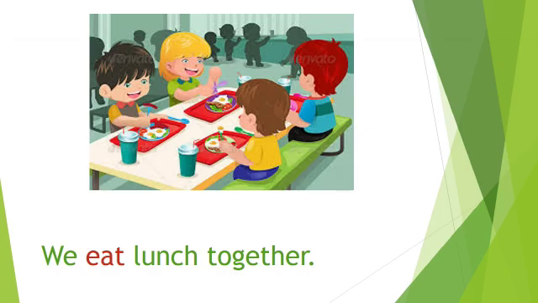Now in this sentence, we eat lunch together. We is a pronoun and we use we for plural. So we have already established that with plural we will not add any s or es to the verb. In this sentence the verb is eat. So we will write we eat lunch together. We will not write we eats lunch together. That would be wrong.